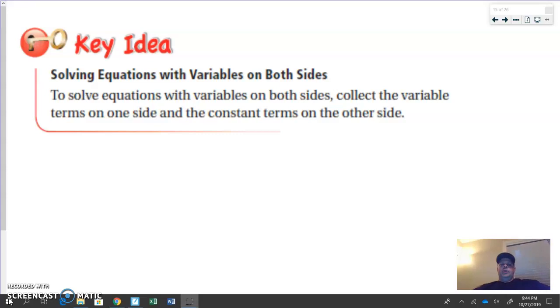So when we are solving equations with variables on both sides, to solve those equations, we must collect the variables, or get the variable terms all on one side and the constant terms, or the numbers, on the other. It doesn't matter which side as long as they are all together.